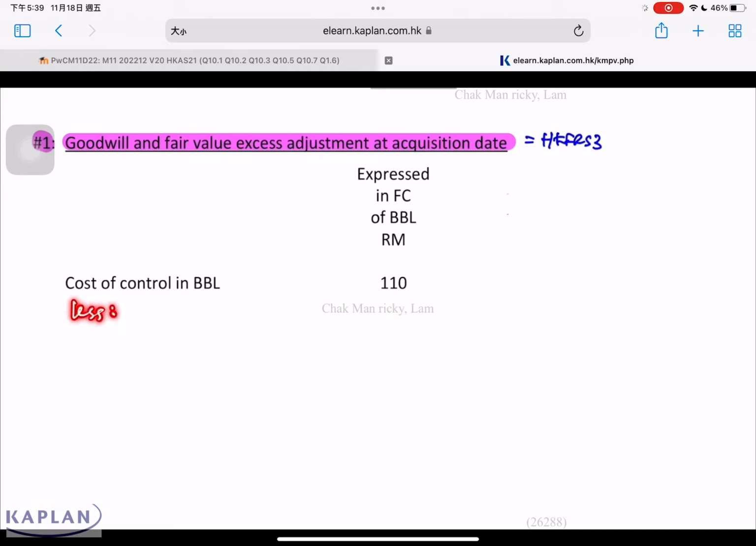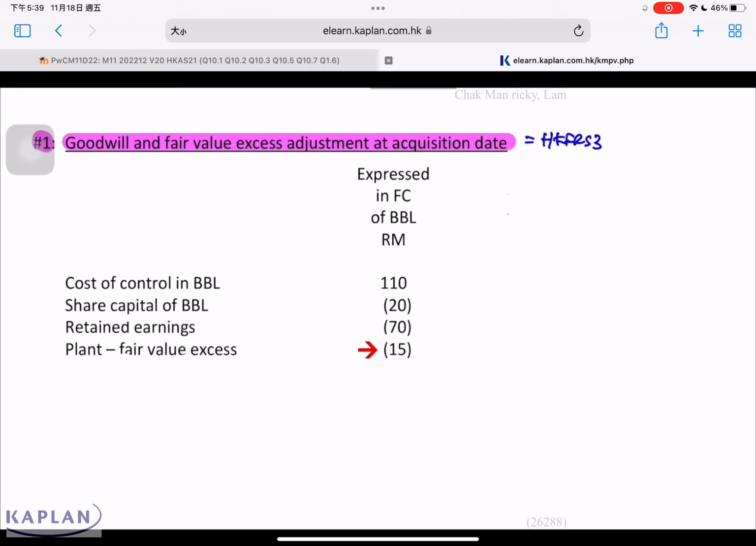We have to less the fair value of net assets of BBL, take the share capital 20, retained earnings 70, and there's a plant asset with a 15 increase. In total is equal to 105. This 105 represents the fair value of net assets. 110 minus 105, goodwill is equal to ringgit 5. This is for working one.